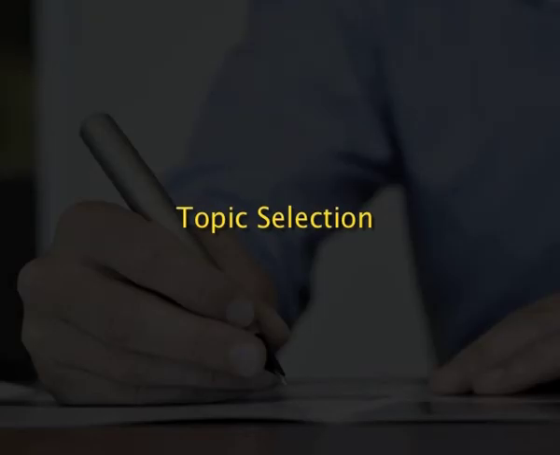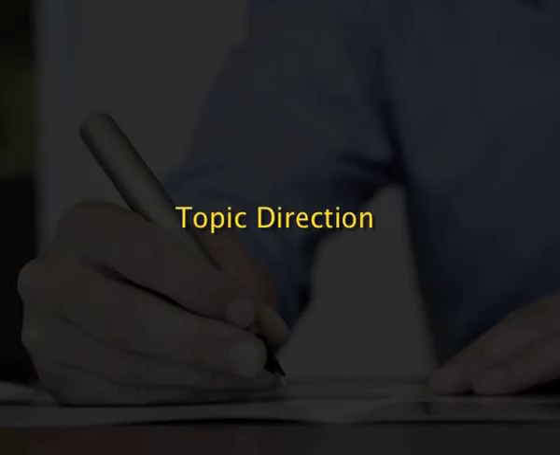How to write an essay? What is the standard format that we should follow? There are various steps which will help you to write an essay. The first step is topic selection. You should be comfortable in selecting a topic, whether it is a familiar one or unfamiliar to you. Once you have selected the topic, you have to take the second step, that is topic direction.